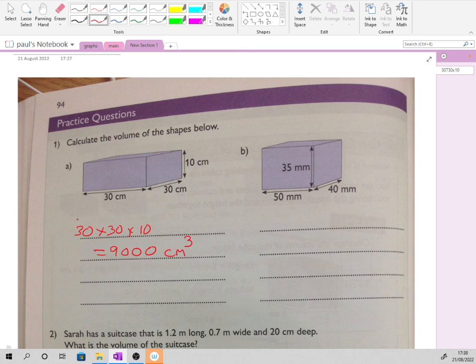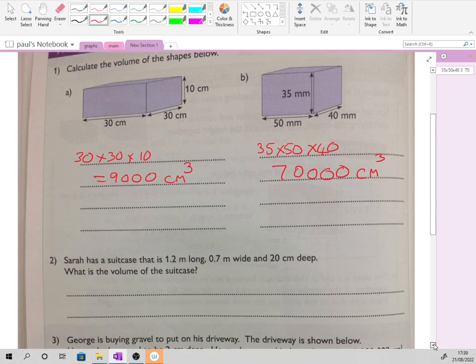centimeters cubed. And this one's going to be 35 times 50 times 40. Because it's multiplied, it doesn't really matter which order you do it in. 35 times 50 times 40, using the calculator to save embarrassment. Yeah, so they're nice and easy, aren't they? Can't see how that will be a level 2, but anyway.